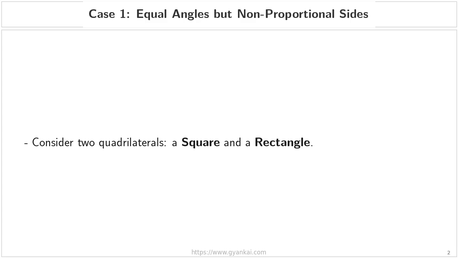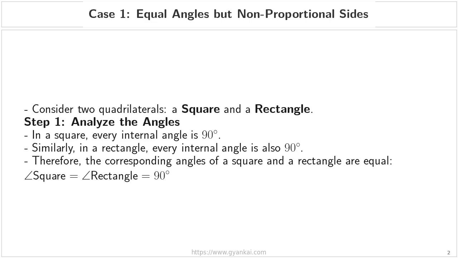Now, let's put that theory into practice. To understand why we can't just rely on one condition, let's look at our first case study on this slide. We are going to compare two very familiar quadrilaterals, a square and a rectangle. First, let's perform step 1, which is to analyze the angles. If we look at a square, we know that every single internal angle is 90 degrees. Now, if we look at a rectangle, we see the exact same thing. Every internal angle is also 90 degrees.